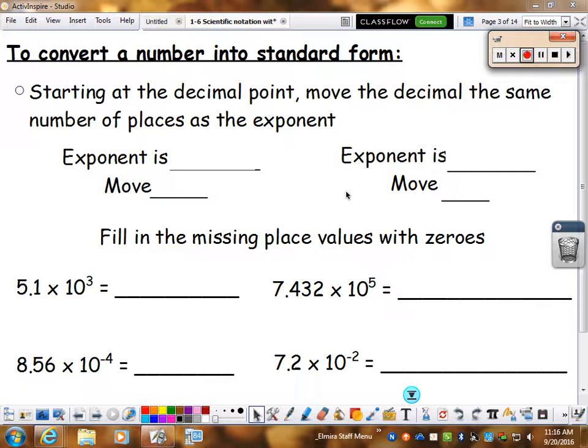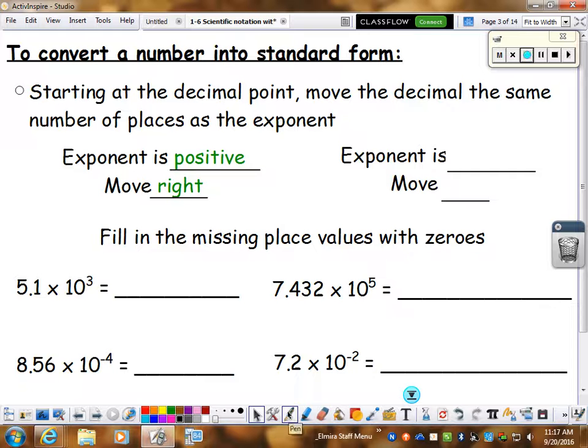Starting at the decimal point, you're going to move the decimal the same number of places as the exponent. So if the exponent is positive, that means you're making big numbers. You're making numbers in the thousands, millions, billions, trillions, and beyond. So that means you're moving the decimal to the right.